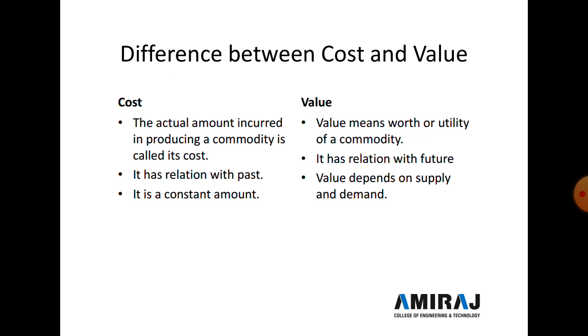Now the difference between cost and value. Cost is the actual amount incurred in producing a commodity, and value means worth or utility of a commodity. Cost has a relation with the past, and value has a relation with the future. Cost is a constant amount, and value depends on supply and demand.